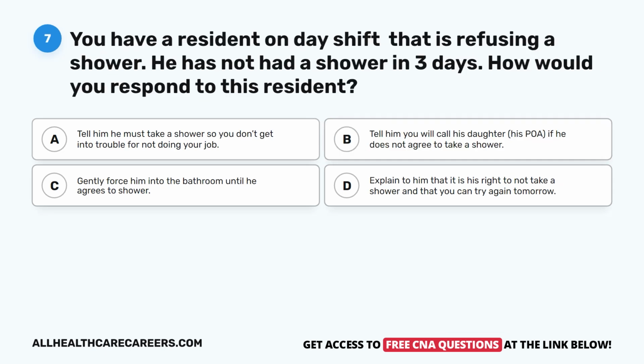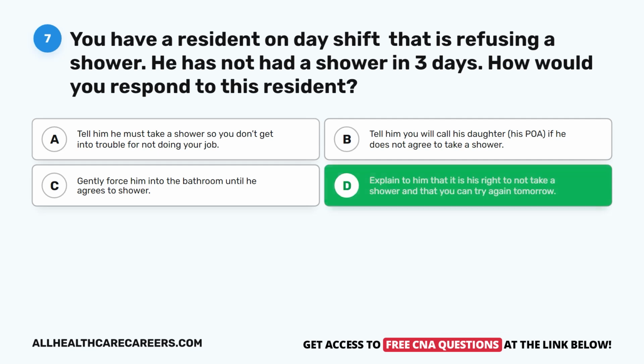Question 7. You have a resident on day shift that is refusing a shower. He has not had a shower in 3 days. How would you respond to this resident? A. Tell him he must take a shower so you don't get into trouble for not doing your job. B. Tell him you will call his daughter, his POA, if he does not agree to take a shower. C. Gently force him into the bathroom until he agrees to shower. D. Explain to him that it is his right to not take a shower and that you can try again tomorrow. The correct answer is D.